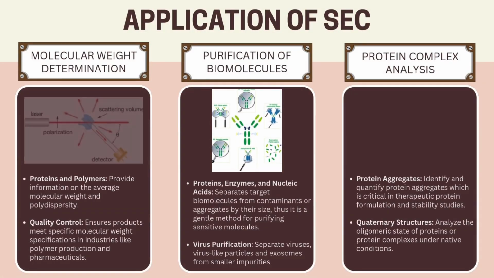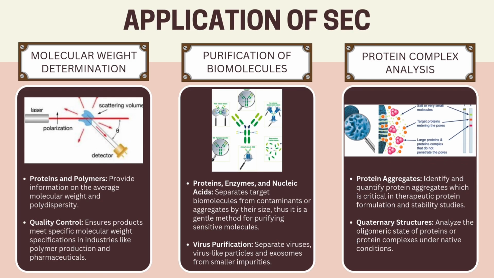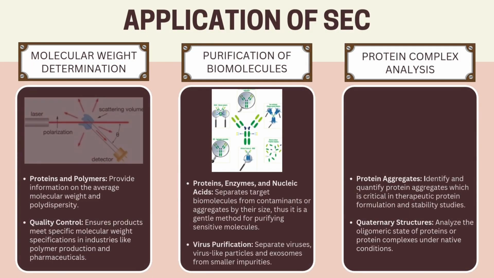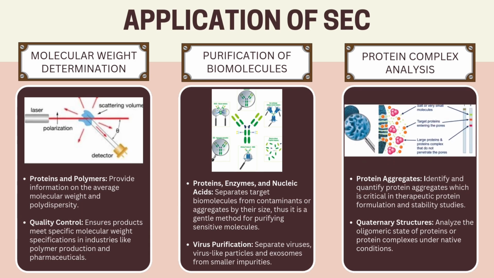The first application of SEC is molecular weight determination, where it can give the average molecular weight and polydispersity of proteins and polymers. It also supports quality control so that products can meet a specific molecular weight specification in industry. Secondly is purification of biomolecules, such as proteins, enzymes, and nucleic acids. It separates target biomolecules from contaminants or aggregates by their size. It also does virus purification, separating virus-like particles and exosomes from smaller impurities.